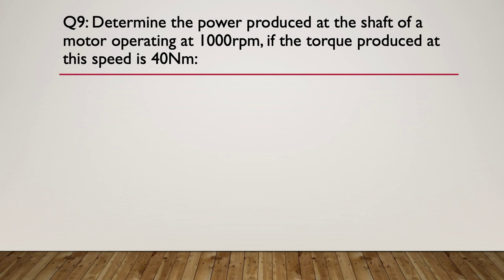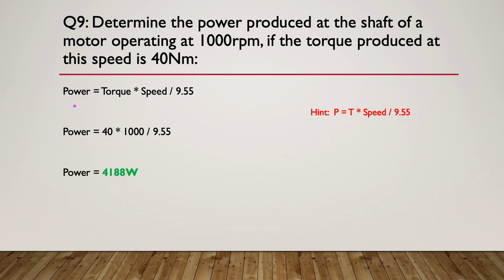Question 9, determine the power produced at the shaft of a motor operating at 1000 RPM if the torque produced is 40 Newton meters. So we're doing 1000 RPM and this produces 40 Newton meters. What's the power? Here is the hint: power is equal to torque multiplied by speed divided by 9.55. If you remember, there was that constant. So simply the torque at 40 Newton meters multiplied by the speed at 1000 RPM divided by our constant, and in this particular case, you should have got 4,188 watts.